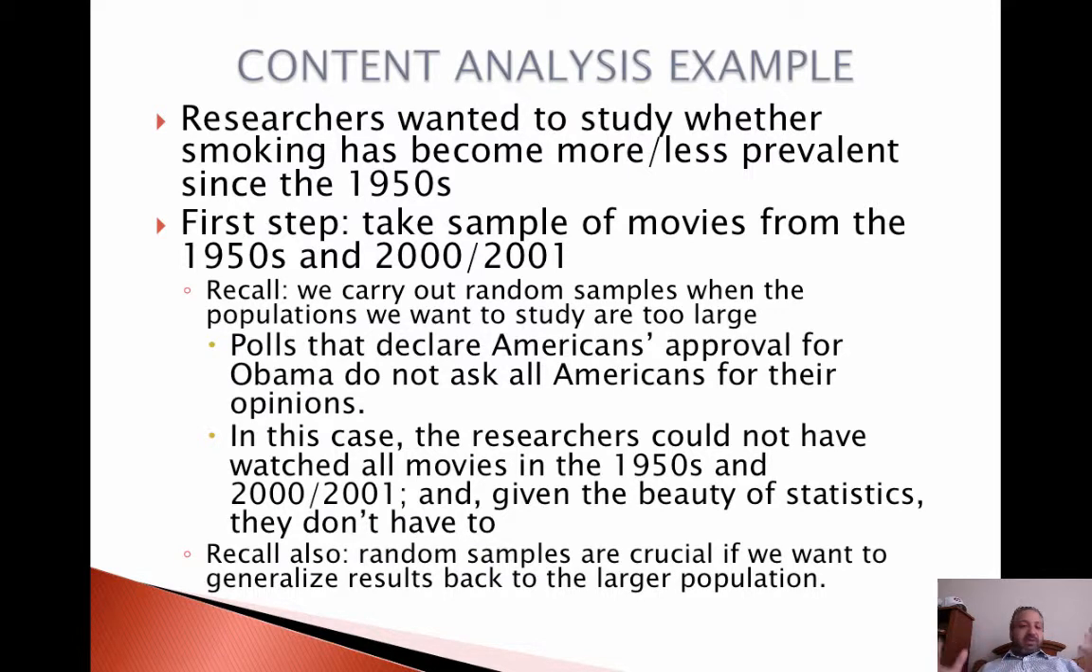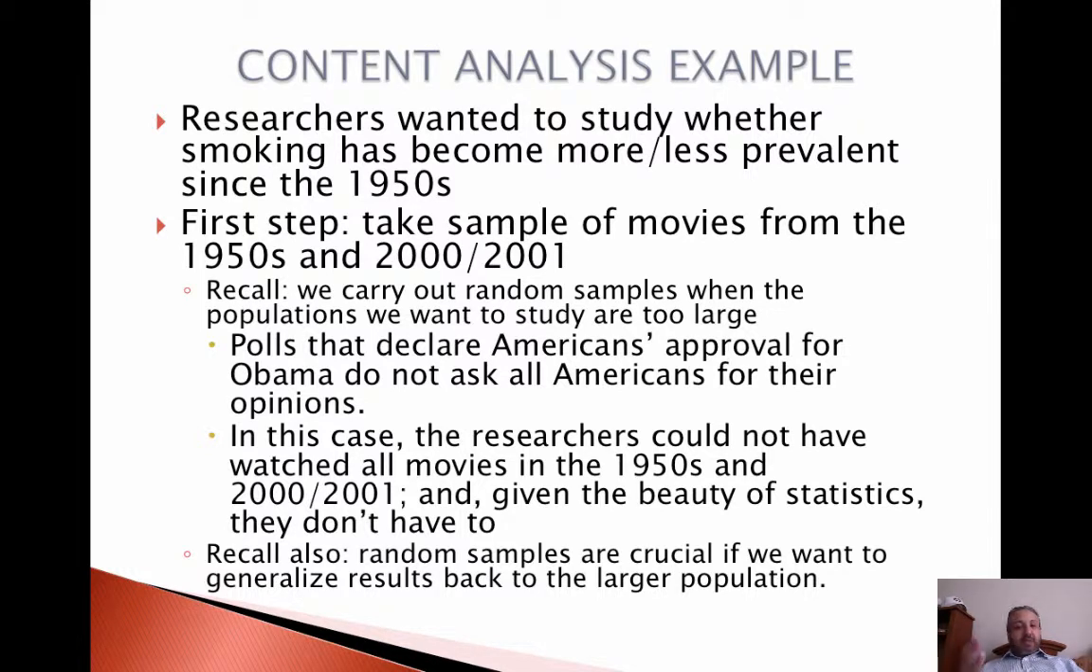What am I going to watch? You have to do something that is, again, systematic. You can't just cherry pick. You can't just hand select movies, because then you can just find what you want, right? You might know that there's a movie in 1950 where there was a lot of smoking, and so you pick that movie, because for whatever reason, you want to show that smoking is less prevalent now. So you can't do that. You have to do it systematically. You have to take some kind of a random sample.